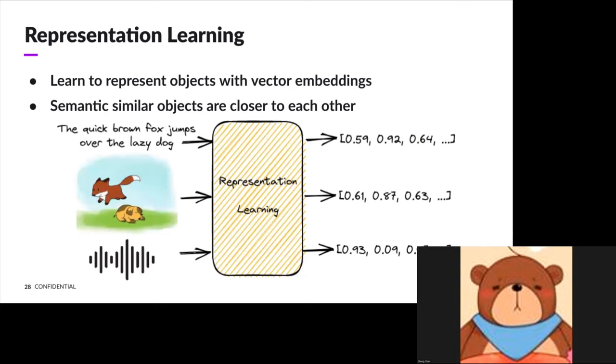So vector search is empowered by representation learning. Representation learning learns to represent objects with vector embeddings with a guarantee that semantically similar objects are closer to each other. For example, the text describes the picture below. So their vector embeddings will be close, while the vector embedding of a random audio will be far away.